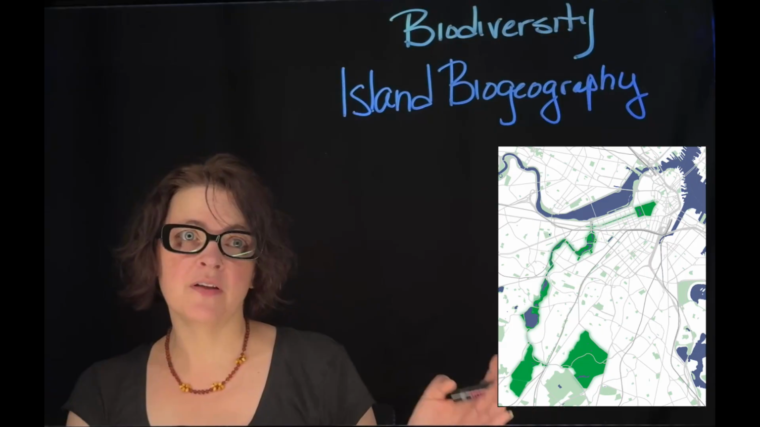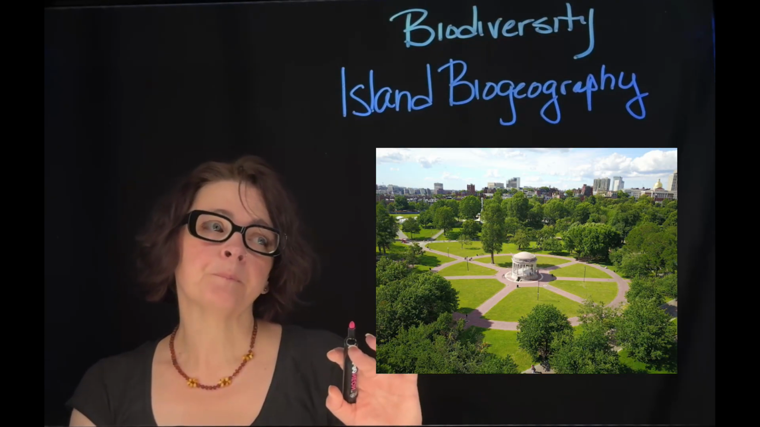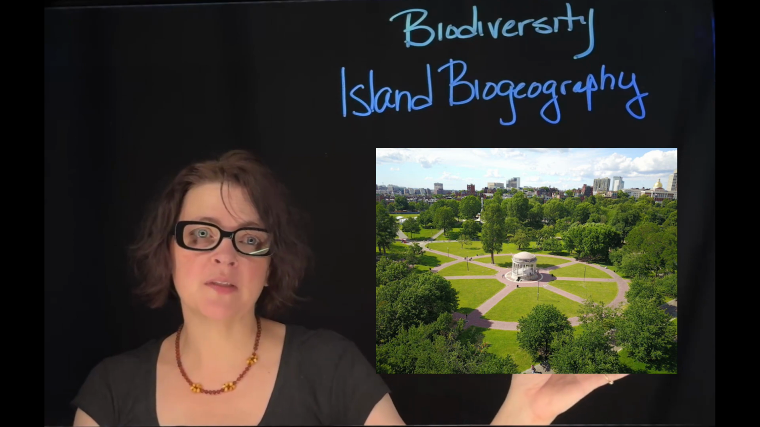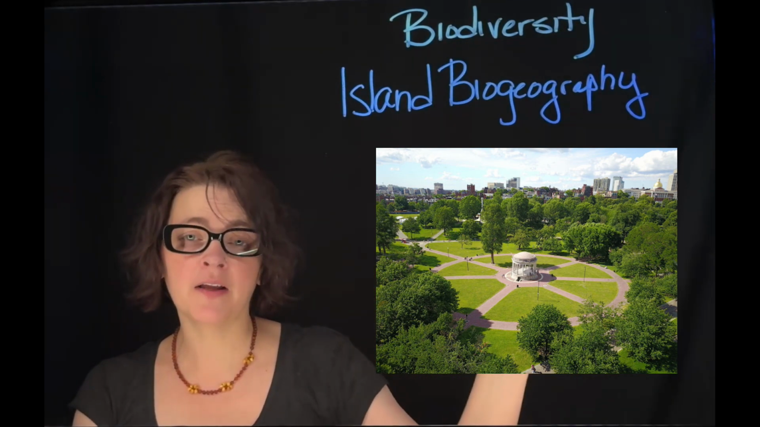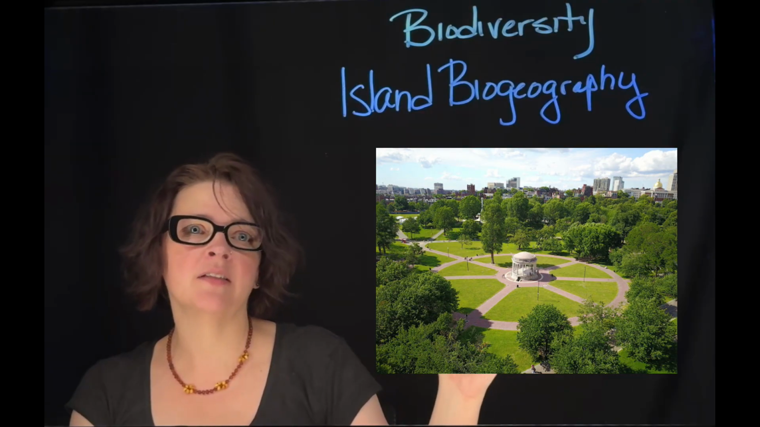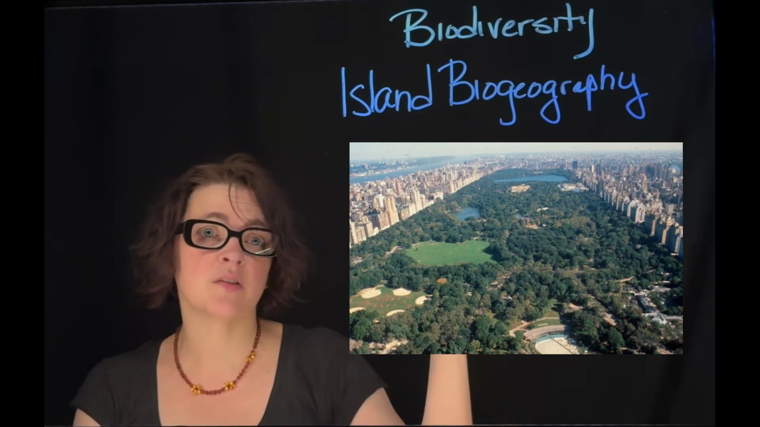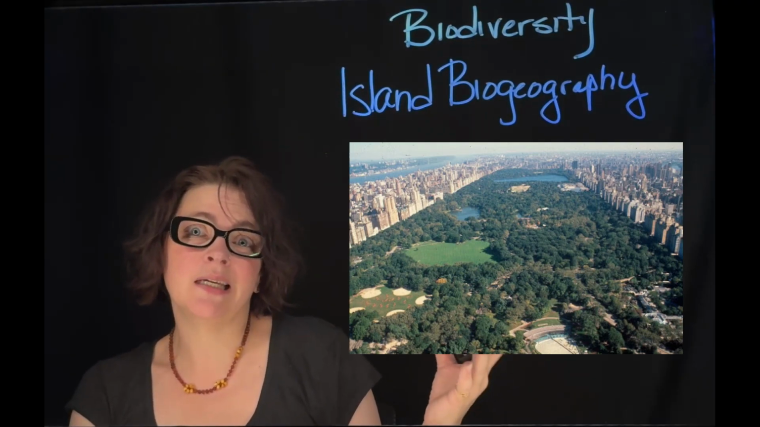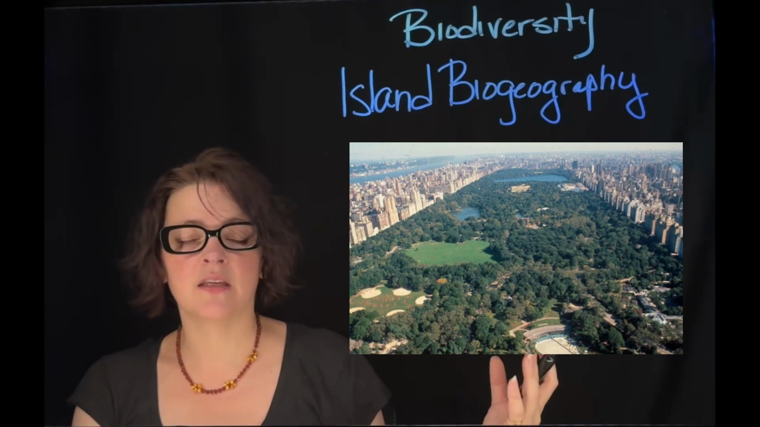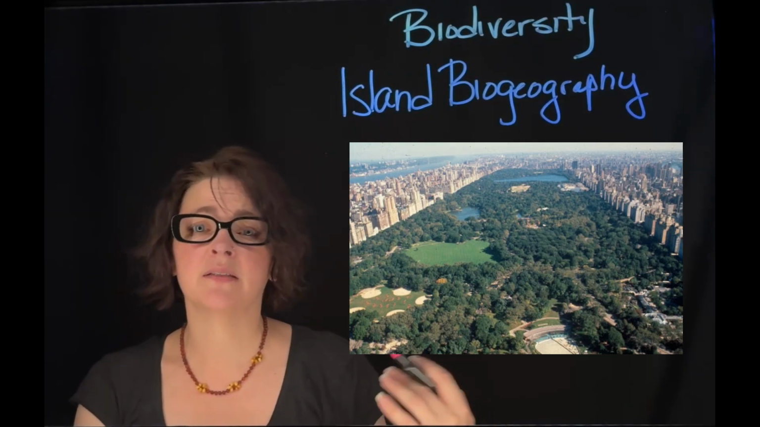Here's a picture of what's called the Emerald Necklace in Boston. It's a ring of parks throughout the city. So there's going to be species living in those little park areas, but they're essentially an island because they're surrounded by city. Central Park in New York is another example of this. There's a very large habitat in the middle of the city. It's basically an island outside of being connected to nature because it's surrounded by city.